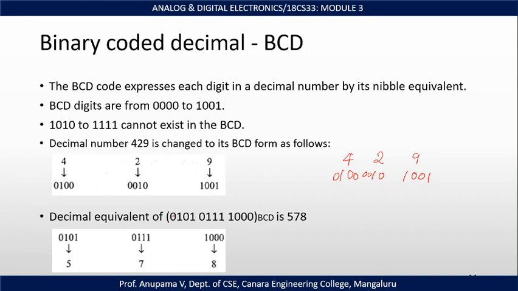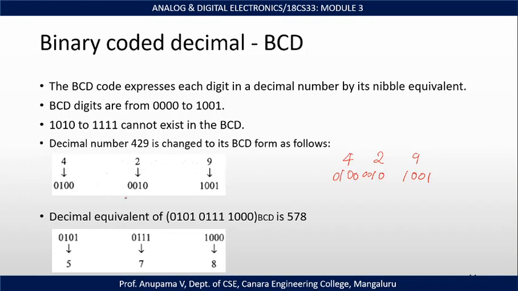Now we'll convert the BCD number to its decimal equivalent. So the BCD number given is 0101 100. Now we'll see what is the decimal equivalent of this BCD. Now we know that BCD is nothing but each digit is represented by its nibble equivalent.